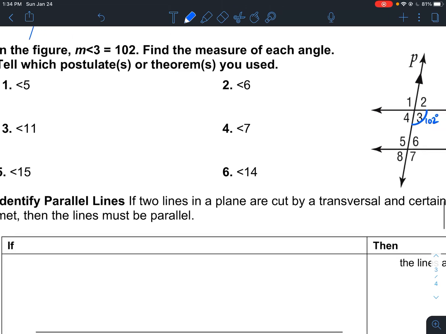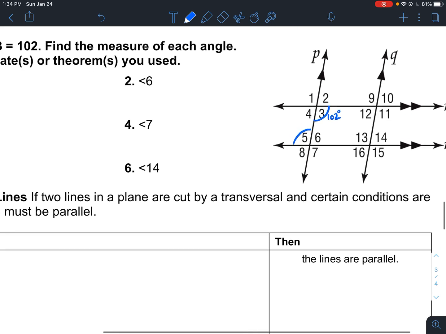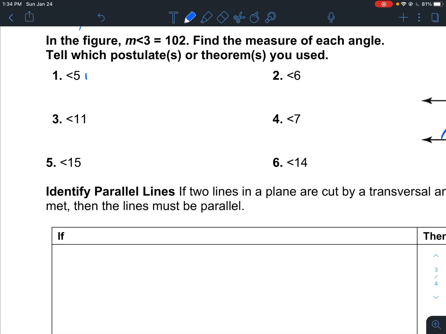So let's talk about measure of angle 5. Angle 5 is right here. Now, do we know the measure of this angle? The relationship between measure of angle 3 and angle 5 is that they are congruent because they are alternate interior angles. So I know that the measure of angle 5 is equal to 102 degrees because of the alternate interior angles.